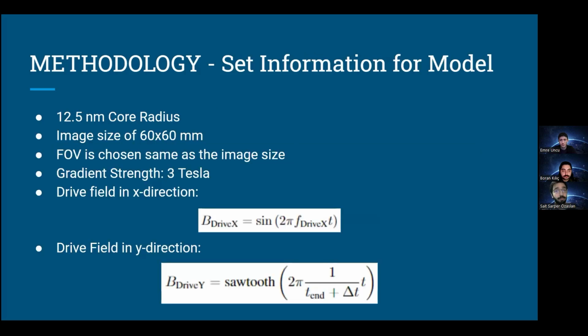For the setup information of the model, we have a 12.5 nanometer core radius, the image size and FOV are the same at 60 by 60 millimeters, the gradient strength is 3 Tesla, and the drive field in the X direction is a sinusoid that goes from left to right, and the drive field in the Y direction is a sawtooth with a high frequency so that it can move to the next line before the sweep is finished.